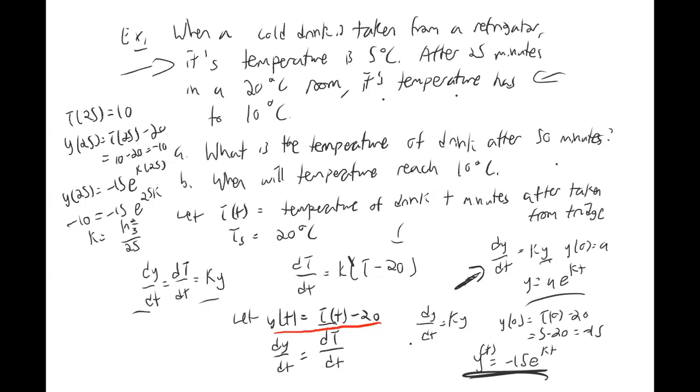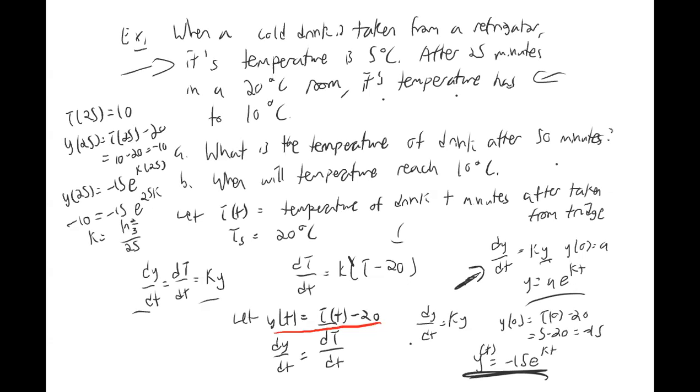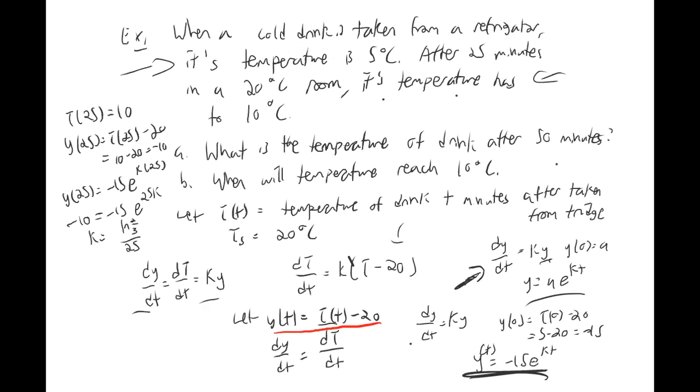Okay, I think I need to use another sheet, but our equation right now is y of t is, well, sorry, what was it? Negative 15. Yeah, negative 15, and then e to the, and then we found our k was this. And now you're pretty much done. So let's solve the problem, right? We have our equation.